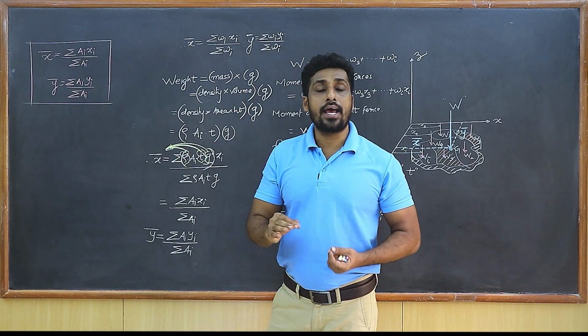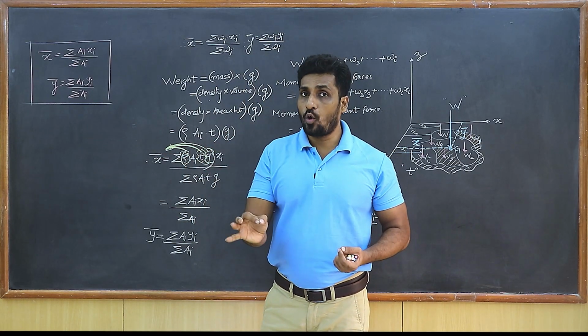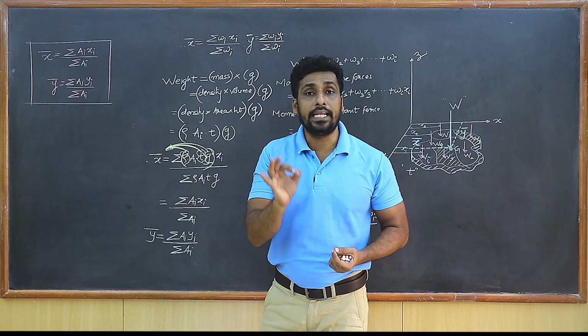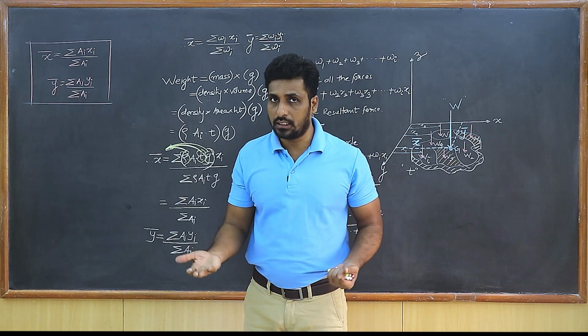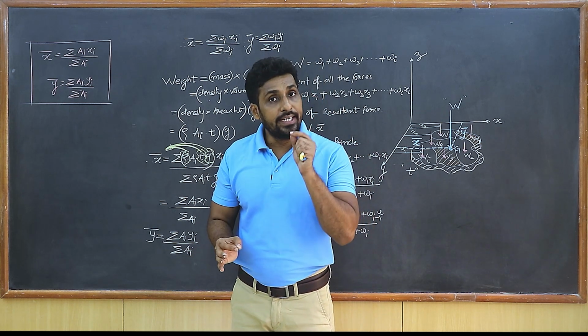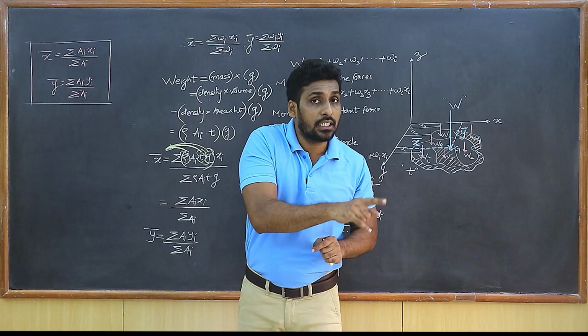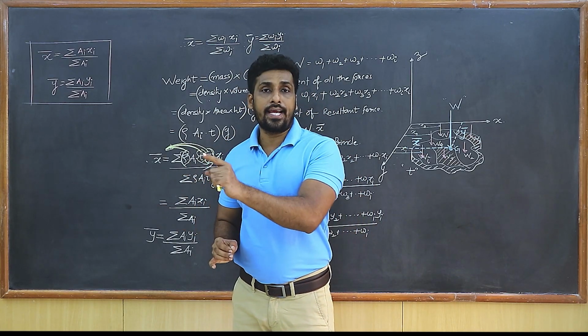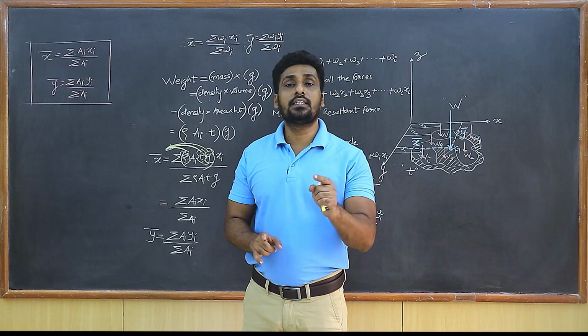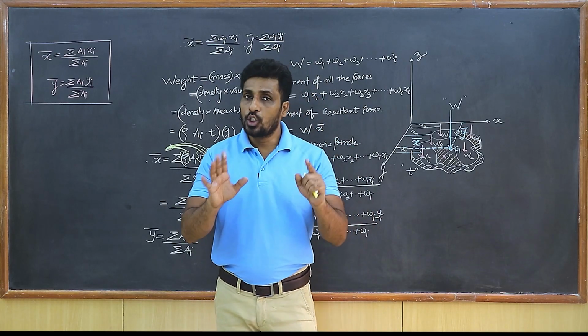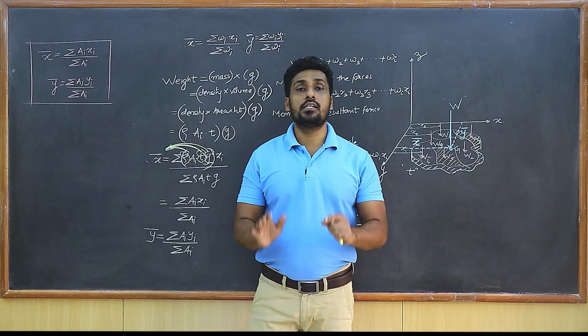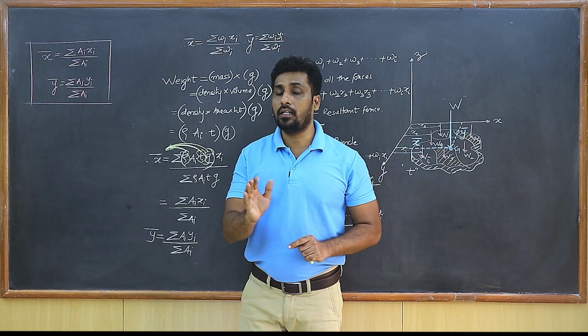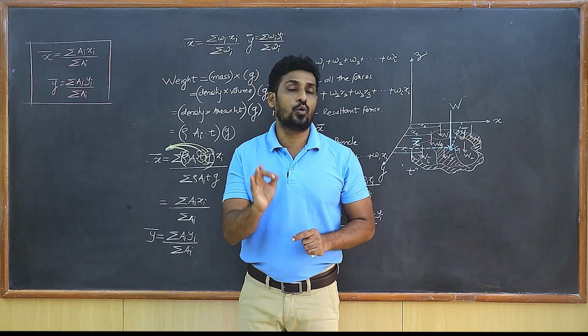Xi and Yi are nothing but what? They are the centroids of the individual areas. That means the perpendicular distances of the centroids of individual areas from the x-axis and from the y-axis. So when I say Xi, it is from the y-axis. When I say Yi, it is a distance from the x-axis. So students, now we have understood how to get the centroid of a composite shape.